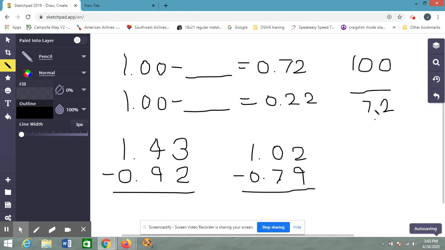You can do that a couple ways. You could count up from 72. You could just count down in your head. Well, I need 8 to give me 80, another 20, so it'd be 28. If I subtracted 28 from 100, I would get 72. So how many hundredths would I need to subtract from 1 to get 72 hundredths? I would need to subtract 28 hundredths.